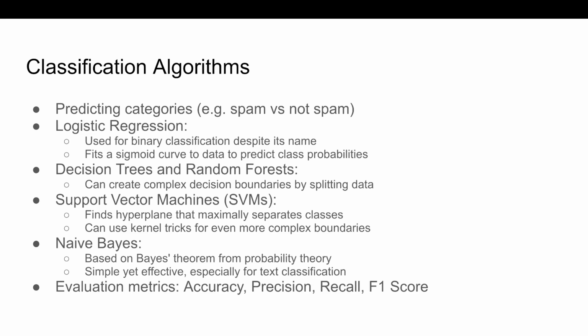To evaluate classification models, we use metrics like accuracy, precision, recall, and F1 score. They give us a sense of how well the model is predicting the correct classes. So there you have it, a whirlwind tour of some key classification algorithms. Each has its strengths and weaknesses, and the best choice depends on your specific problem and data.